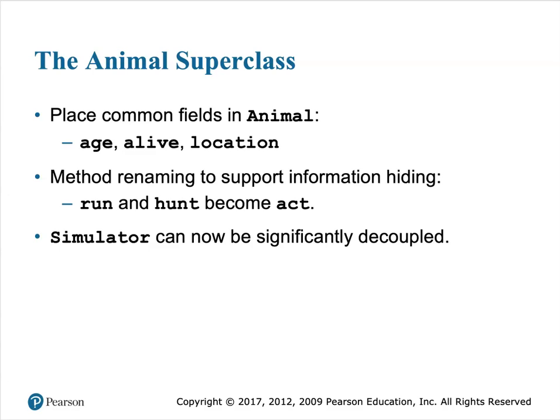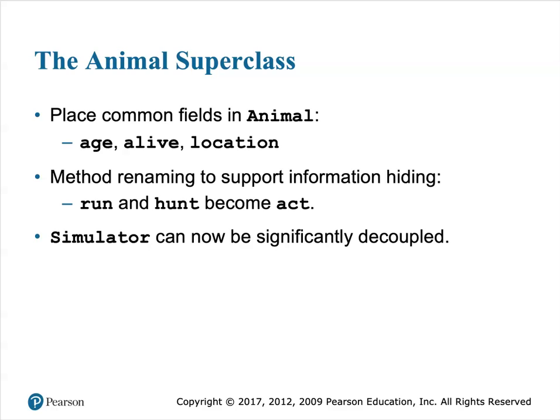Both foxes and rabbits are animals. So let's create a superclass called animal, because every animal has an age. It knows if it's alive or not. And it knows that it has a location in a field. Instead of using run or hunt, let's rename that method as act. So if a fox acts, it will hunt. If a rabbit acts, it will run.